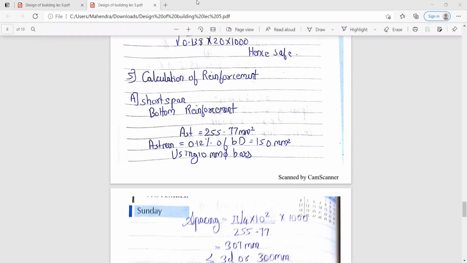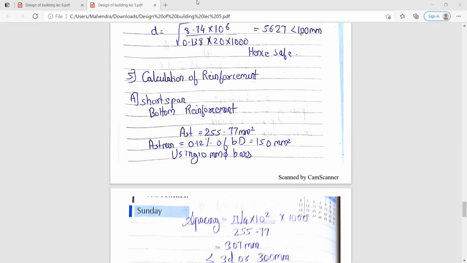After calculating Ast, you need to calculate the minimum percentage. For calculating the minimum, you will consider 0.12% of b into D. So Ast minimum you get is 150 mm square. After that you need to calculate the spacing. Now what do you do to calculate the spacing? For calculation of spacing you are going to consider 10 mm bars.